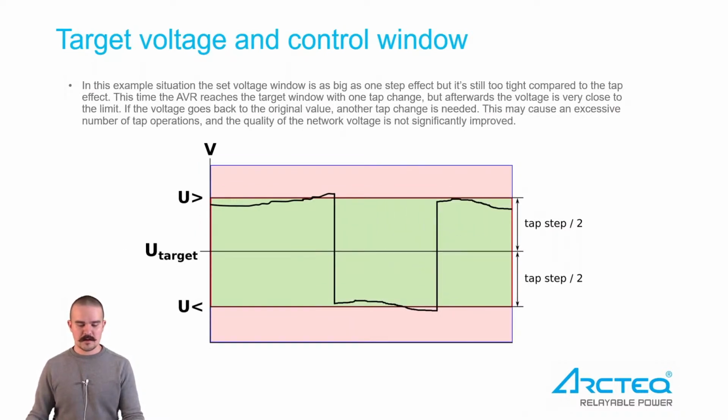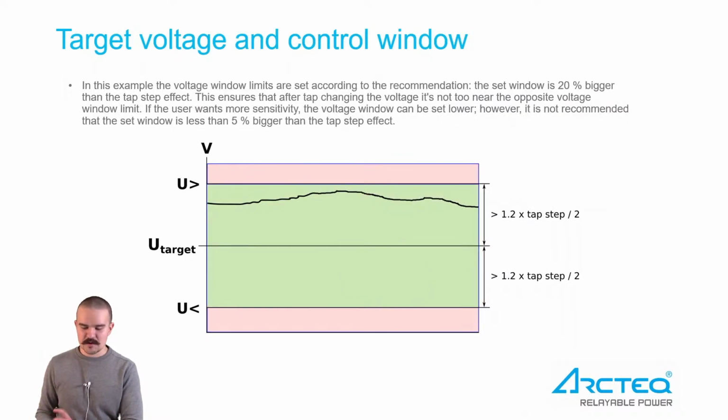Here, on the other hand, the window is exactly the same size as the tap step effect. It's a little bit better, but still not really much of an improvement. As you see, it just doesn't really improve much. It's better than the previous one, but when we start to get somewhere to 1.2 times tap step effect, it's starting to stay in a pretty good position.